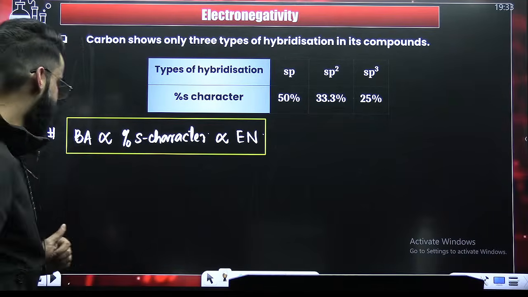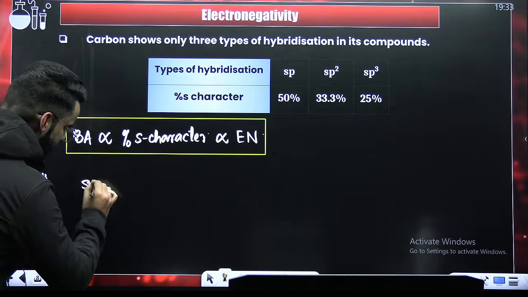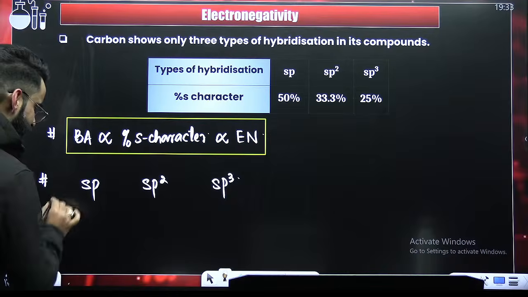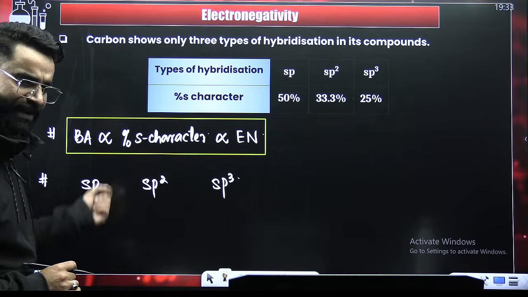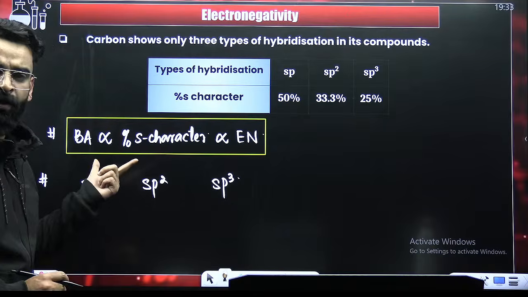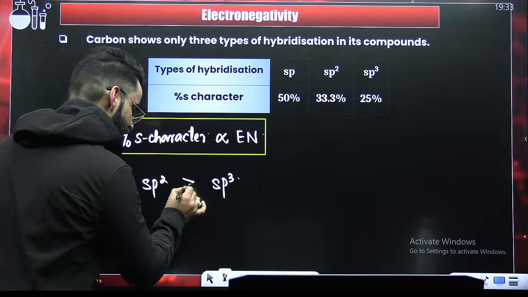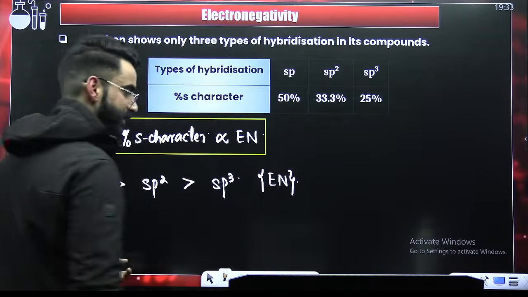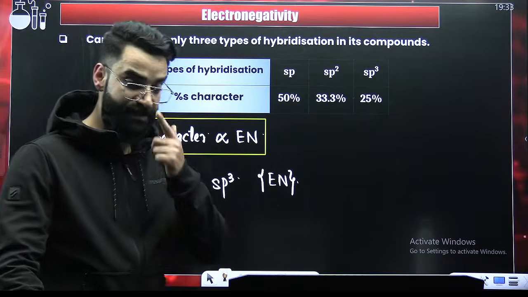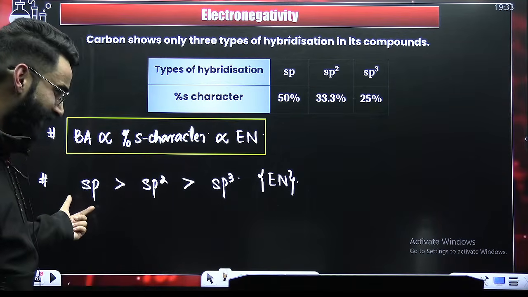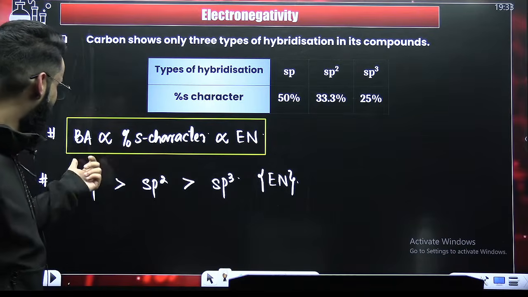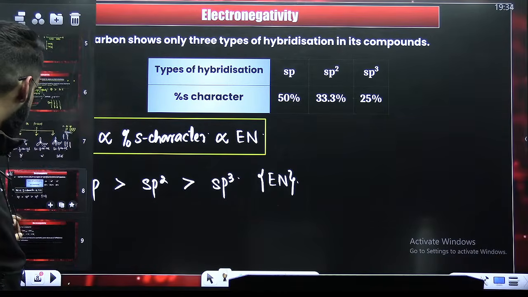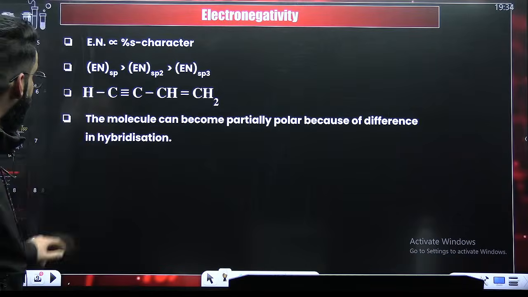So my dear students, if I ask you, among sp hybrid orbital, among sp2 hybrid orbital, and among sp3 hybrid orbital, which one do you think will have more electronegativity? Wherever s character is more, electronegativity is going to be more. Right? So I would say electronegativity of hybrid orbitals is also defined. Remember, more the s character, more is going to be the bond angle, more is going to be the electronegativity. So this is the electronegativity order which I wanted to convey here.